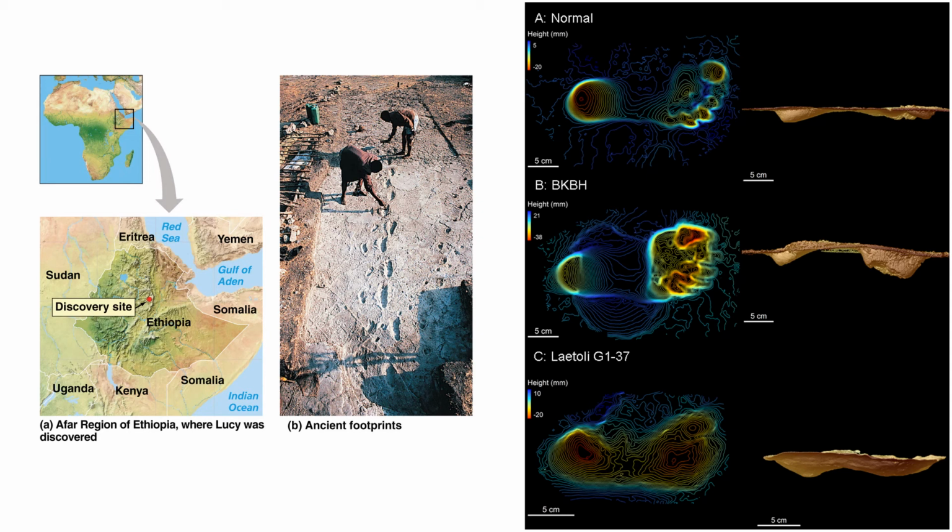And so what we have here is this discovery site of these ancient footprints. They're found in Ethiopia. And then a reconstruction of what a footprint for a human looks like. And then on the bottom, this Laetoli, which is where the fossil footprints are found, what this footprint looks like. And it's very similar to what we see in humans.